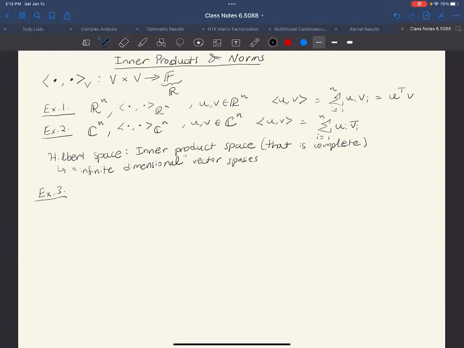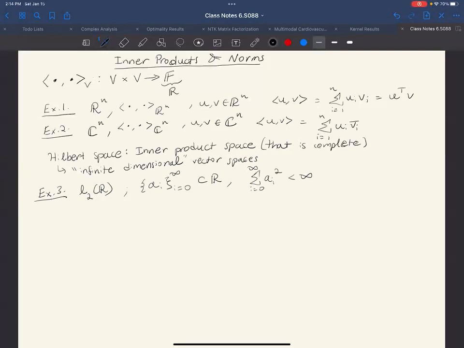So as a third example, I'm going to write down the space little L2 of R. And what is this? This is going to be the space of sequences ai, i equals 0 to infinity, where each of these ai's is a real valued number. So I'll just say it's contained in R, this set, such that the summation of ai squared, i equals 0 to infinity, is less than infinity. So this is a bounded, square summable sequence.